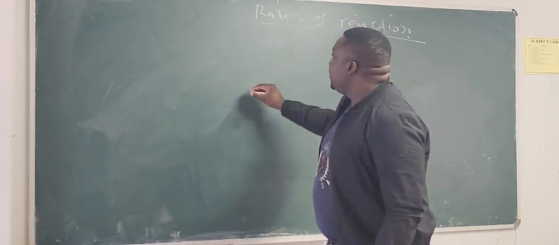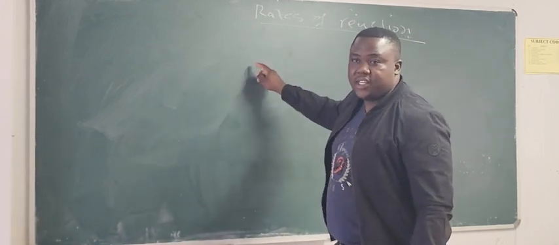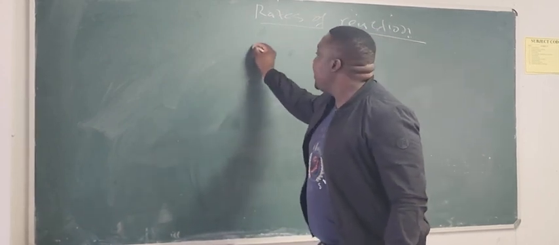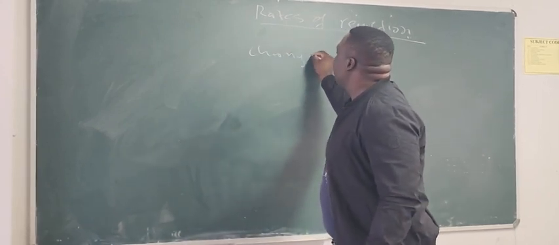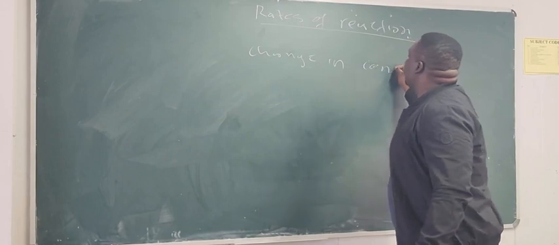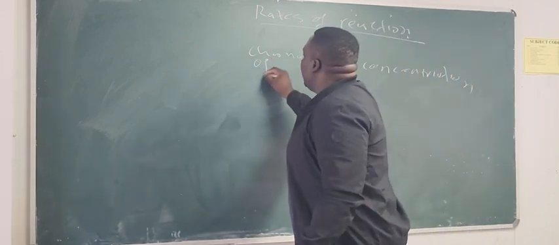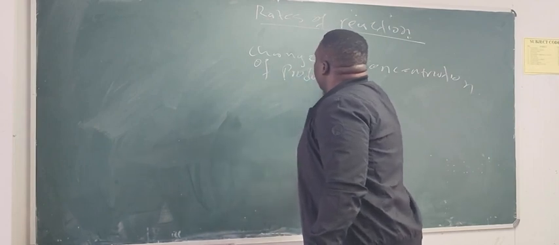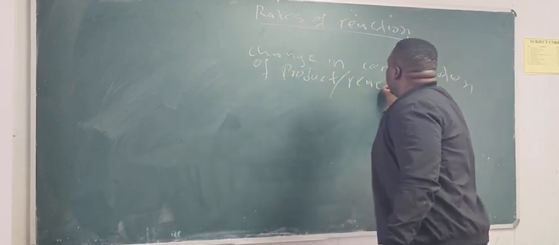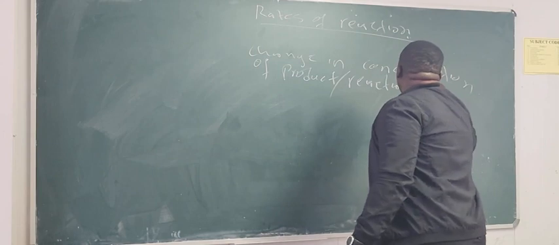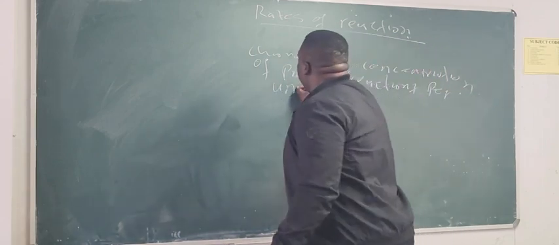Now, we know the definition of rates of reaction. It is the change in concentration of product or reactants per unit time.